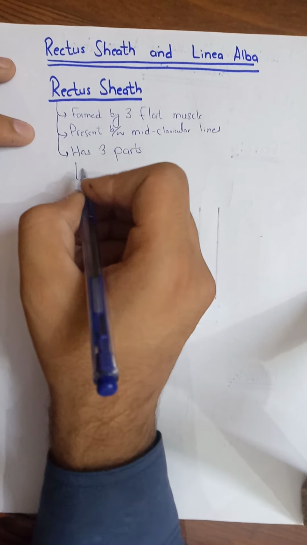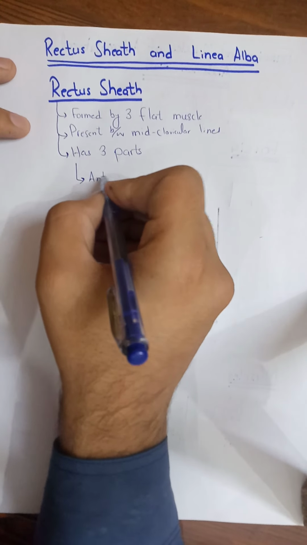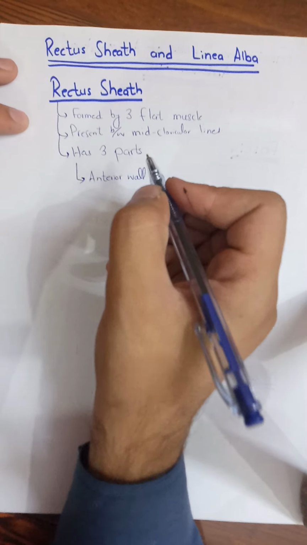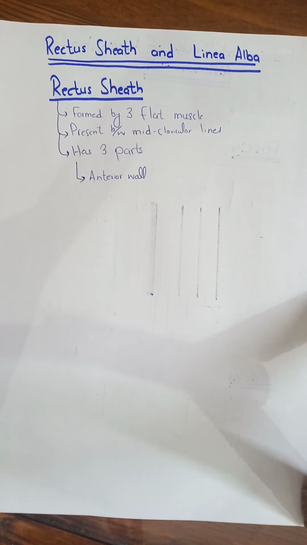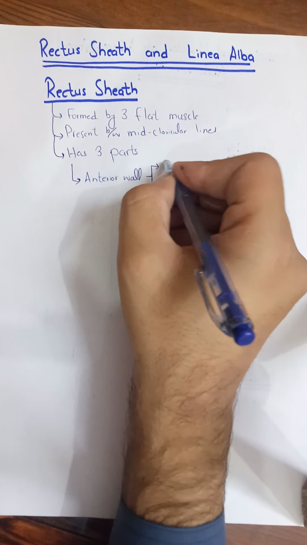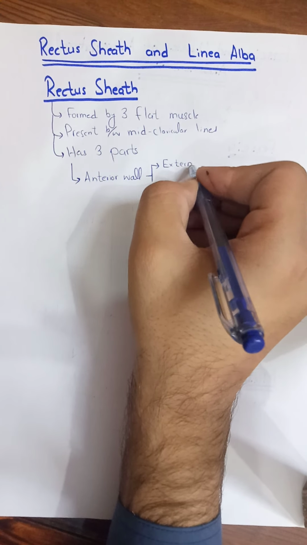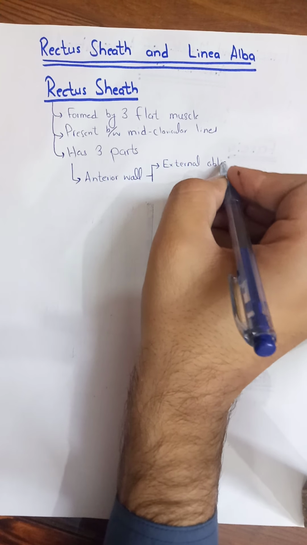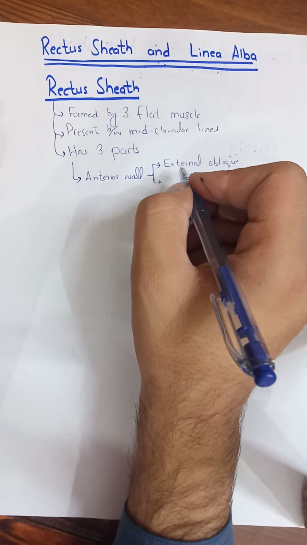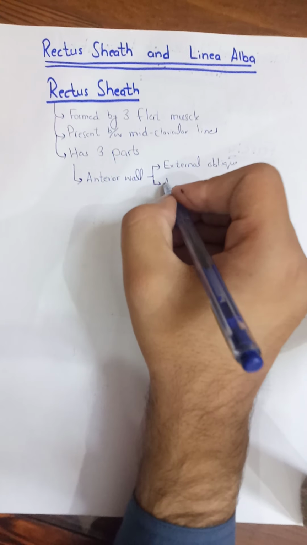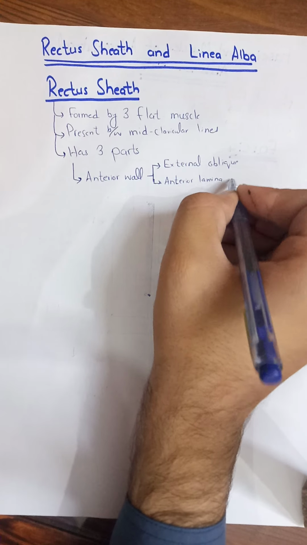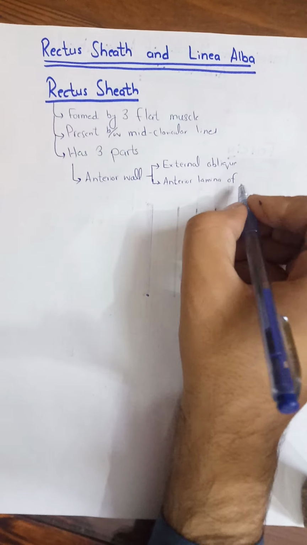So the first part is the anterior wall. The anterior wall of the rectus sheath is formed by two muscles. One is the external oblique muscle, and the second is the anterior lamina of the internal oblique.